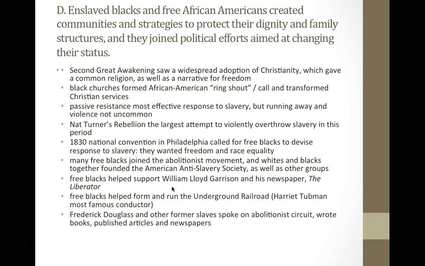All right. Now, enslaved blacks and free African Americans are going to start to create communities and strategies to protect their dignity, protect their family structures. They're going to join political efforts, and they're going to attempt to change their status.